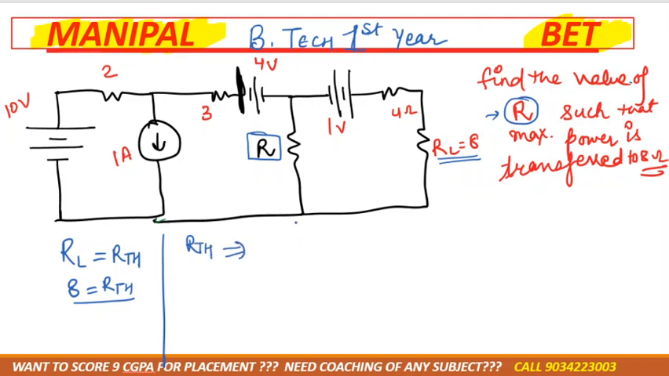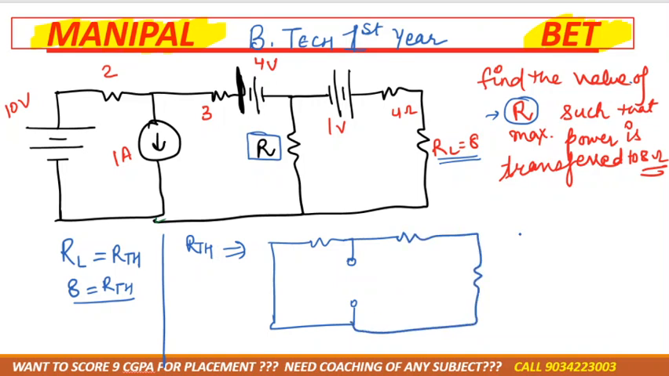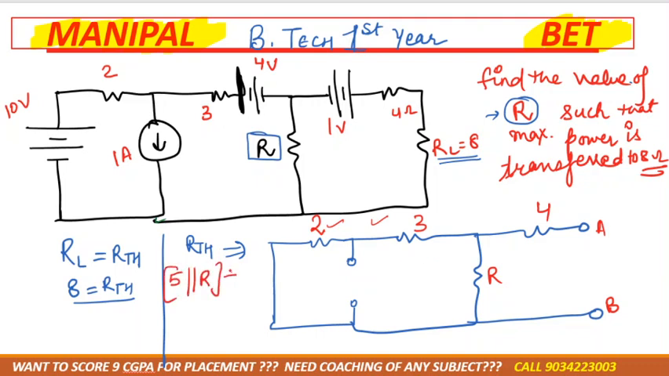As you know, for calculation of RTH, the voltage source must be short circuit and the current source must be open circuit, right? So the voltage source like this and RL must be removed, correct? This is 2, 4 and R. This is A, this is B, correct? Now as you can see that 2 and 3 are in series, so it would be 5 parallel R, and combined, that would be in series with 4 ohm. That is your RTH. Yes or no?